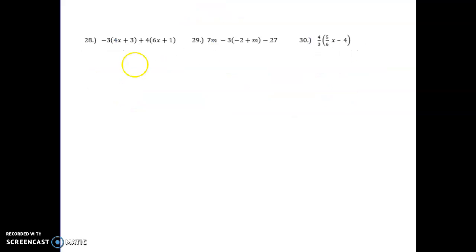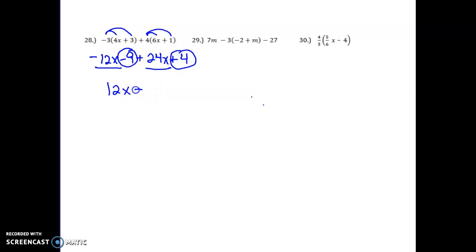Now 28, 3 would be distributed. We would get negative 12x minus 9, plus here we would distribute a 4, so we're doing two different distributions. This would be 24x plus 4. We combine our like terms and we get 12x. This would be a negative 9 and a positive 4, so minus 5.